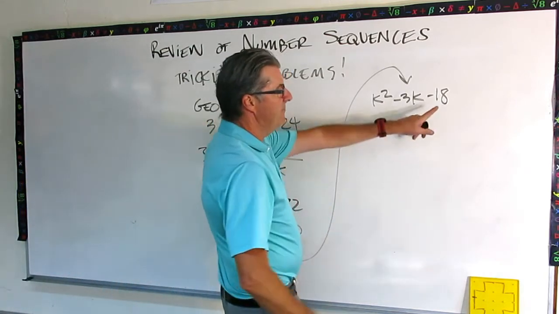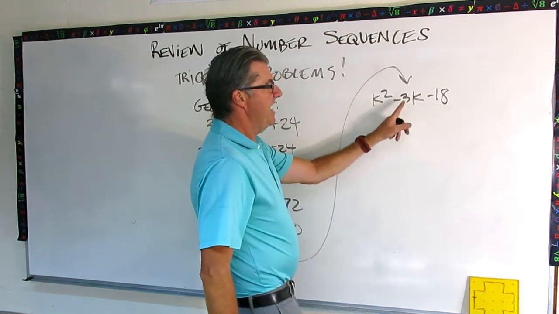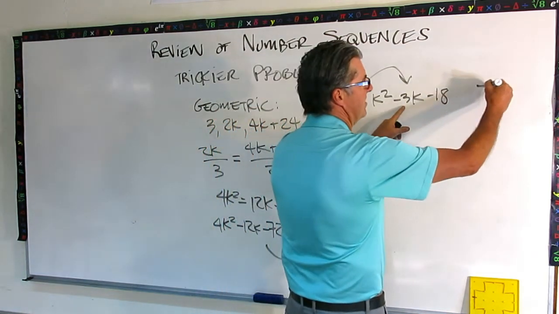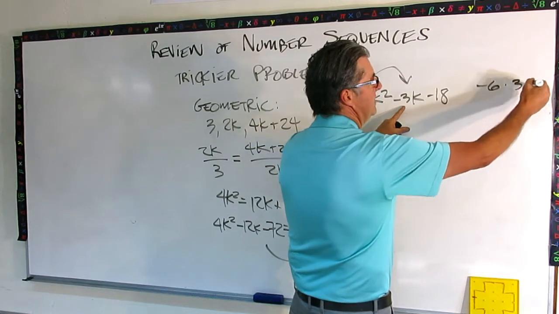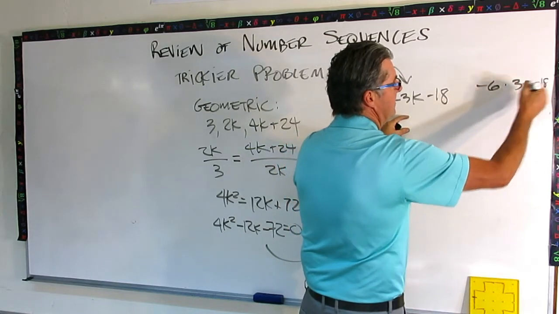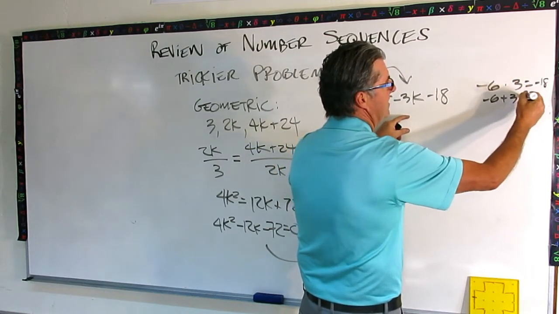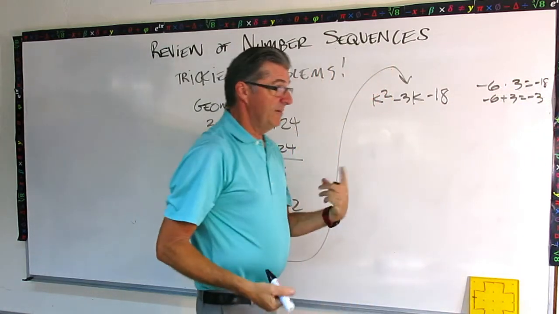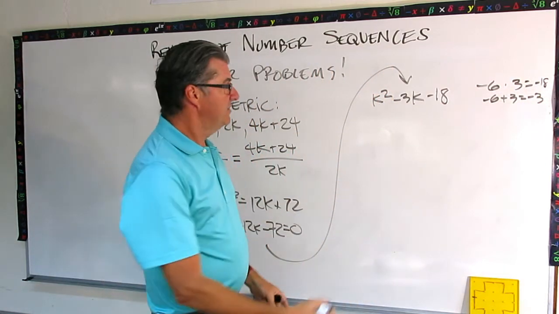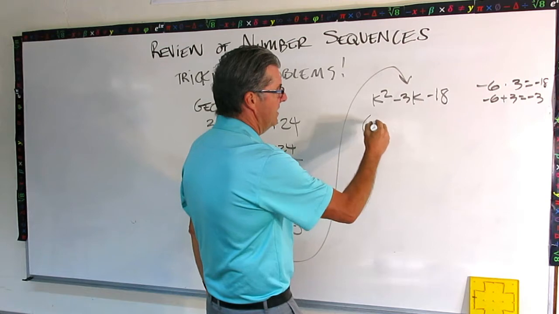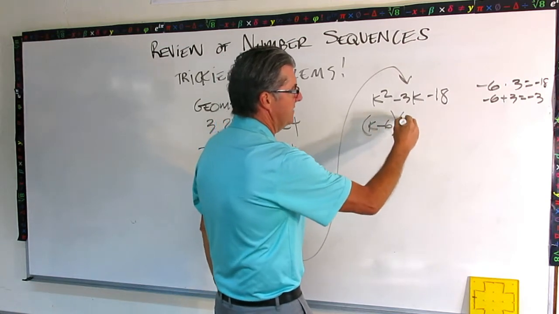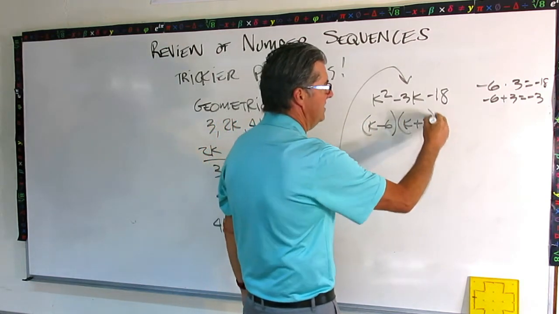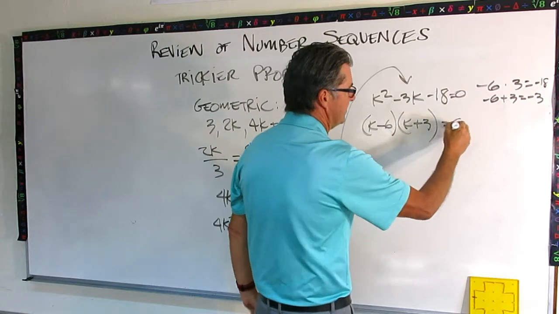I need two numbers that multiply to negative 18 that add to negative 3, and those numbers are negative 6 times 3, that's equal to negative 18, and negative 6 plus 3 equals negative 3. So my two numbers are negative 6 and 3, so all I do to factor is I go (k minus 6) times (k plus 3). This is all equal to 0.